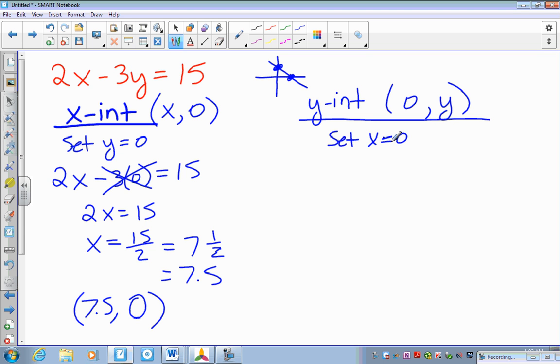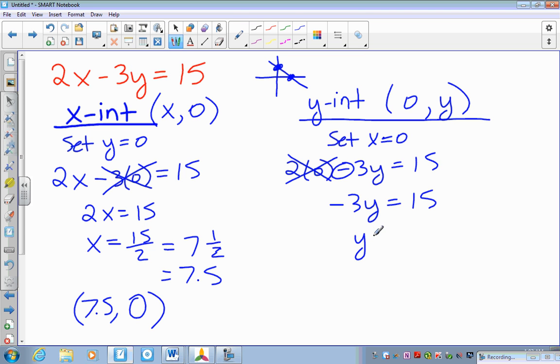And then from there we get 2 times 0 minus 3y equals 15. Well, just like before, 2 times 0 is 0. This term disappears. Don't forget that this negative stays with the 3y. It doesn't disappear with the 2 times 0. So you get negative 3y equals 15. And so y, if we divide both sides by negative 3, we get 15 divided by negative 3. Positive divided by negative is a negative 5.